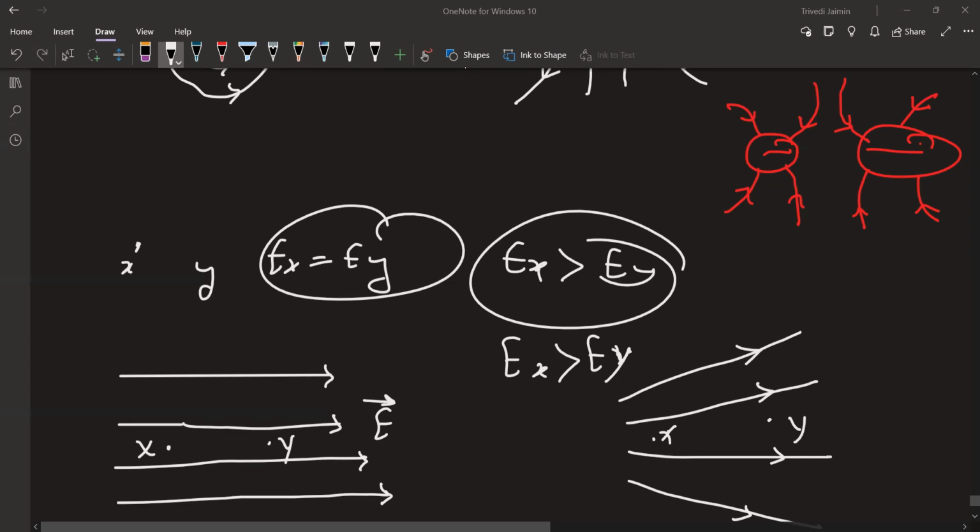Now, in the second case, the electric field at X is more than the electric field strength at Y. Why? Because the lines are closer at point X than at Y. We are comparing X and Y. There can be another point also, but we are comparing X and Y here. So at point X, the strength is more as they are closer. So the strength of the electric field is higher as the lines are closer.